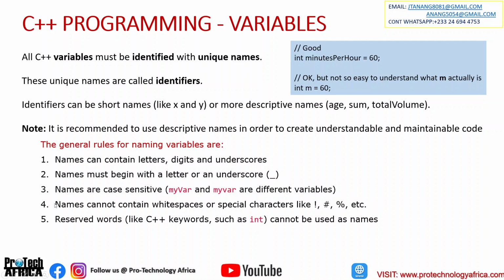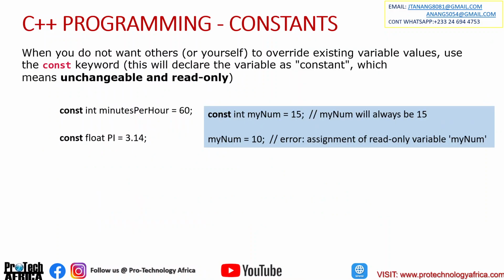Rule 4 says that names cannot contain white space or special characters like these symbols that we have, the number sign or the hash sign, we have the percentage and all that, meaning that it cannot use special characters like these. And then 5, reserved words like C++ keywords such as int cannot be used as names. So whenever you are naming a variable, make sure that it is not a reserved word. So let's proceed on with the next thing.